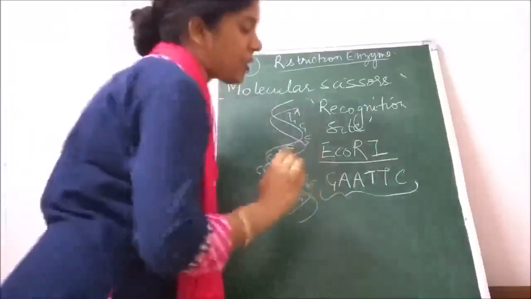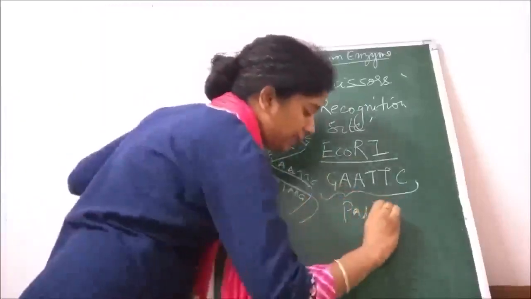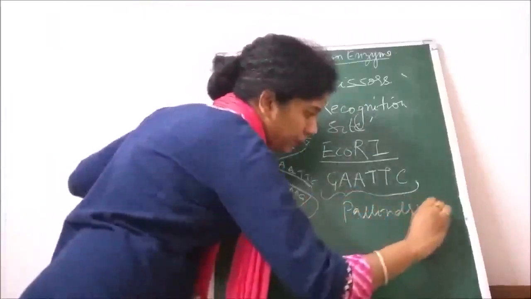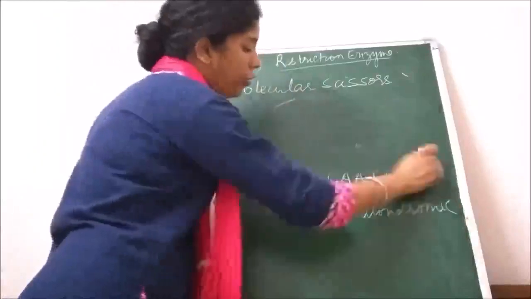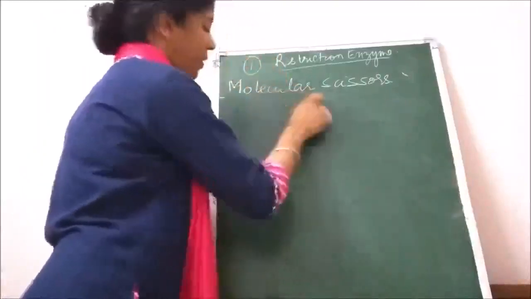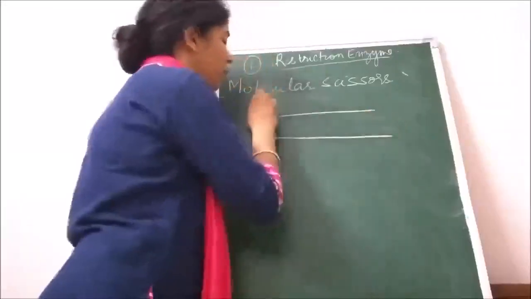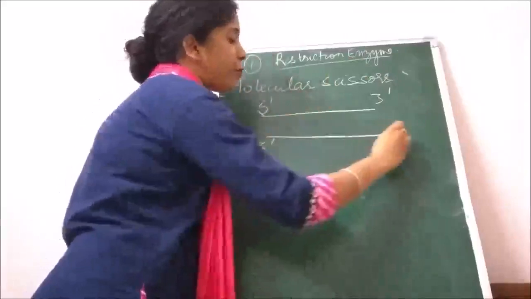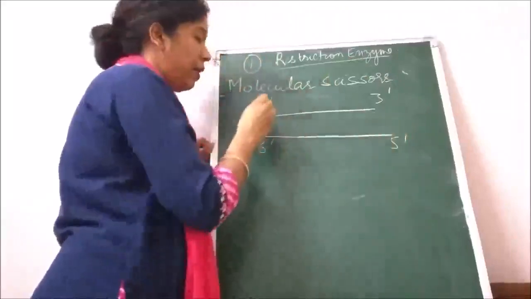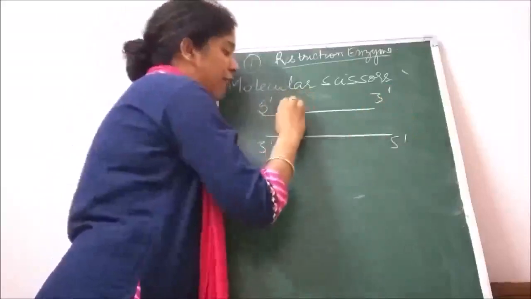Now, this restriction site, if you see, is a palindromic sequence. Now, what do you understand by palindromic sequence? Palindromic sequences are those sequences which read the same in the 5' to 3' direction in both the strands. You know that DNA strands are anti-parallel, so 5' to 3' and 5' to 3'.